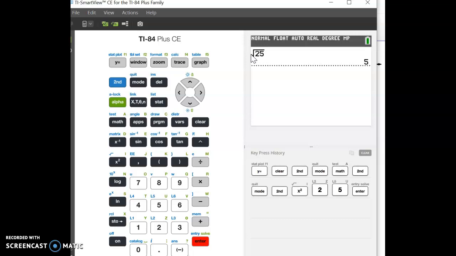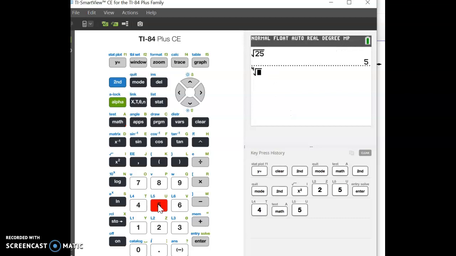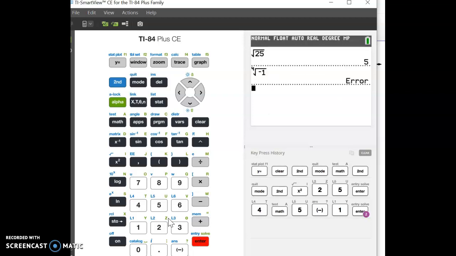If you want to do an index besides 2, usually you put the index first. So I want to do 4, and then I'm going to do math right here. And then this is the x root. They have a button for the third roots, but I just use the x root all the time. So I'm going to hit 5 to get my x root, and then I'm going to do the one we just did, negative 1, and this should tell us that there's no real answers, right? So non-real answers. So that's kind of useful to know, actually, in a way. All right, we get a little error there.